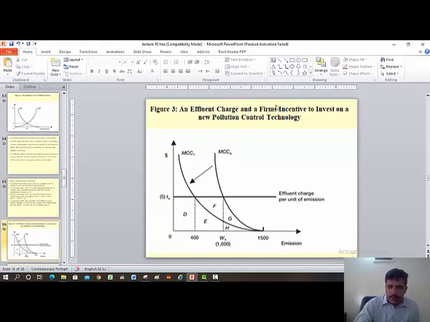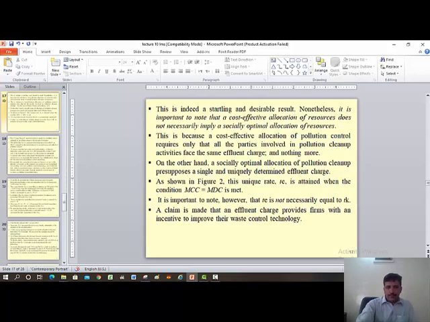MCC naught is the initial marginal control cost curve of a firm, and MCC1 is the marginal control cost of the firm when new technology is adopted, where we see that more pollution is controlled. Let us discuss this diagram.